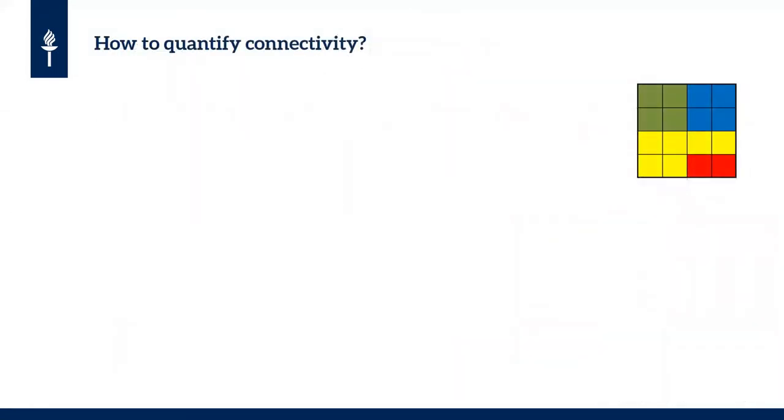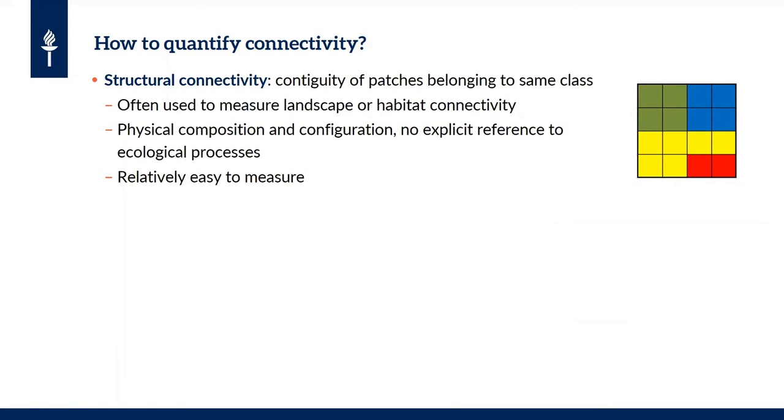In order to include connectivity measures into a quantitative analysis, such as a Zonation prioritization, connectivity needs to be expressed in numbers. There are many ways to measure or quantify connectivity, the easiest of which are the structural connectivity indices. Structural connectivity refers to the contiguity of patches belonging to a same class. Thus, it measures the physical composition and configuration of a landscape. Structural connectivity metrics are quite straightforward to measure.